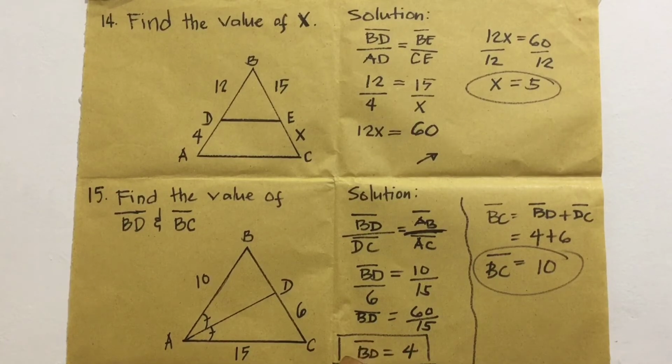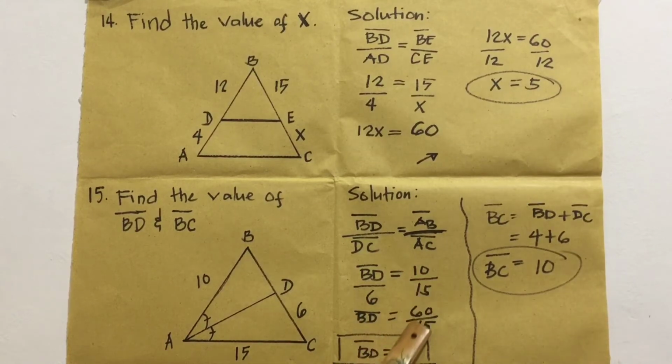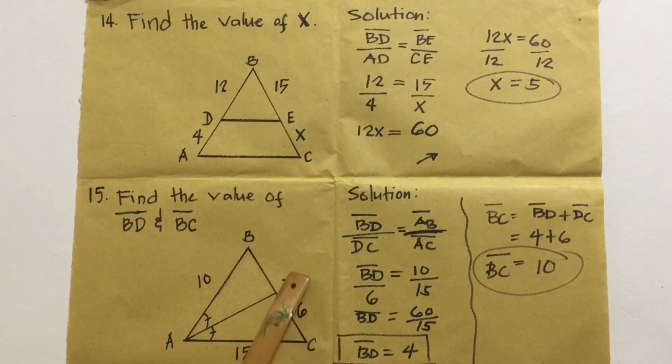After the substitution, I will go to cross multiplication. We're going to cross multiply. 15 times segment BD equals 15 BD. 6 times 10 equals 60. Then divide both sides by 15. So we have 60 divided by 15 equals, the segment BD now is 4. So the measurement of the segment BD is equal to 4.